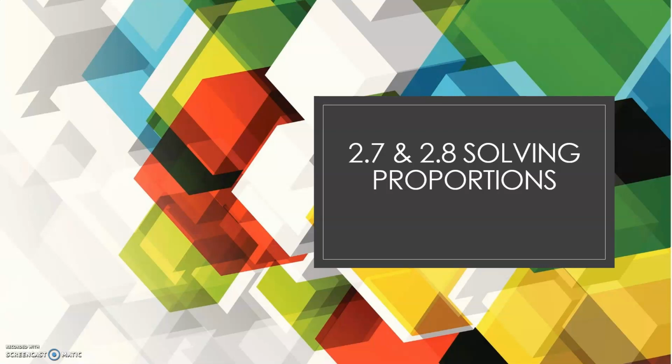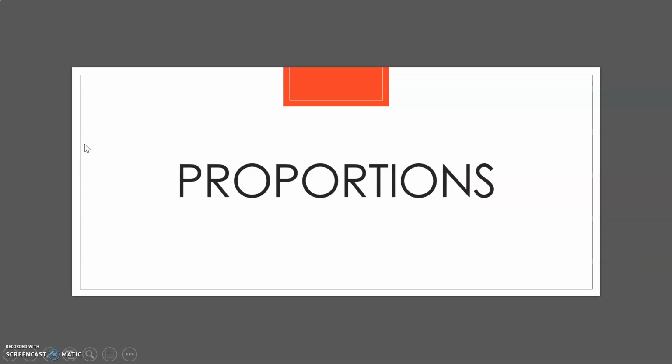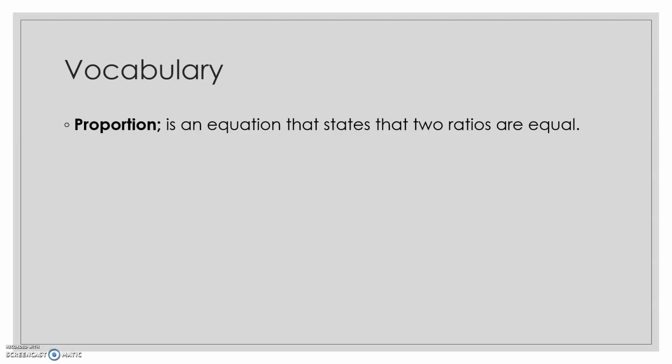proportion, what are our steps to solving it, and then look at a few examples of how we apply those steps to some different math problems. So we're going to begin with just the basics. What are proportions? Here's our definition. A proportion is an equation that states that two ratios are equal to each other.